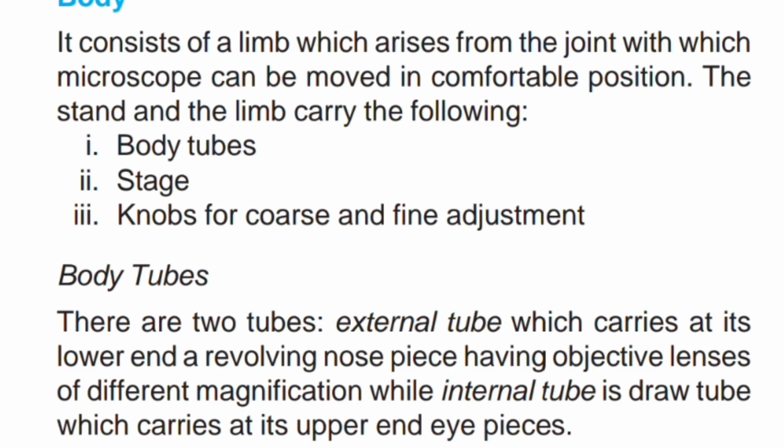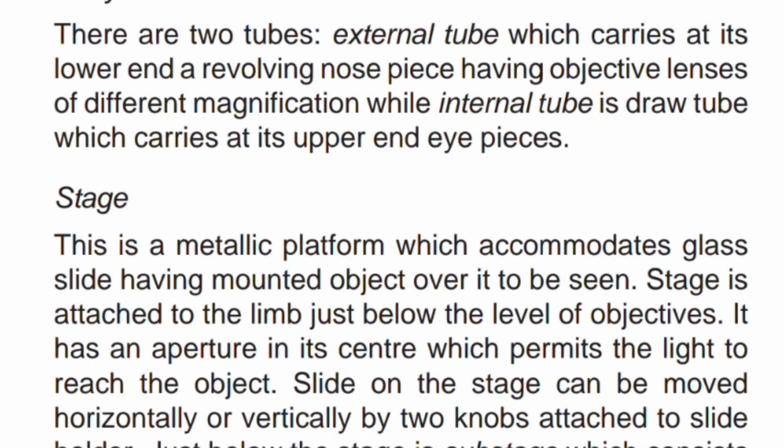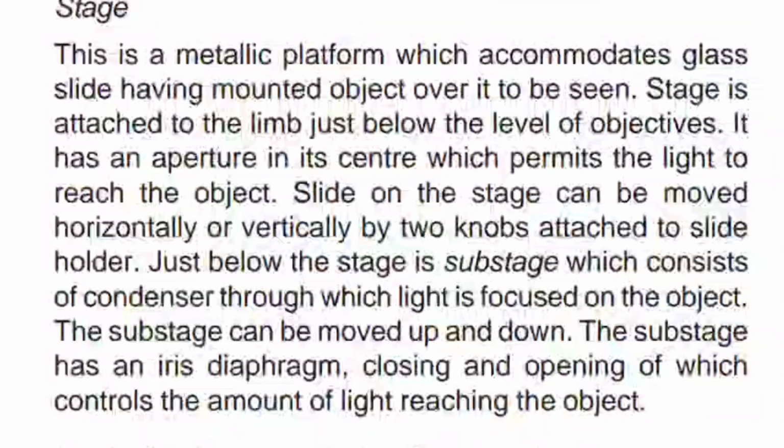Body tubes. There are two tubes: external tube which carries at its lower end a revolving nose piece having objective lenses of different magnification. Internal tube is draw tube which carries at its upper end eyepieces. A stage. This is a metallic platform which accommodates glass slide having mounted object over it to be seen. A stage is attached to the limb just below the level of objective. It has an aperture in its center which permits the light to reach the object. Slides on the stage can be moved horizontally or vertically by two knobs attached to slide holder.